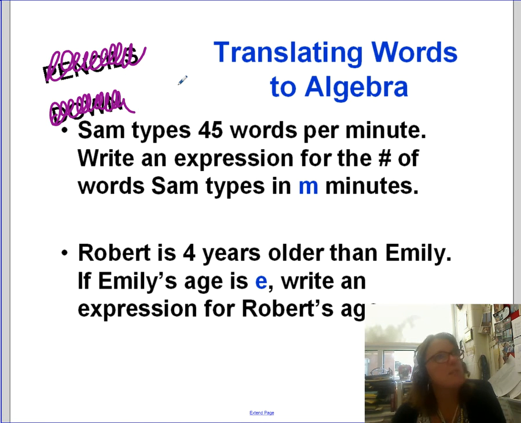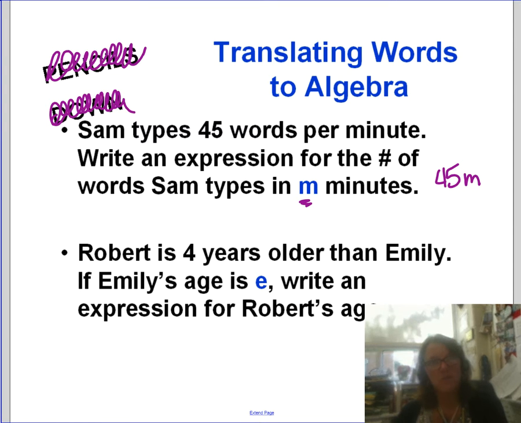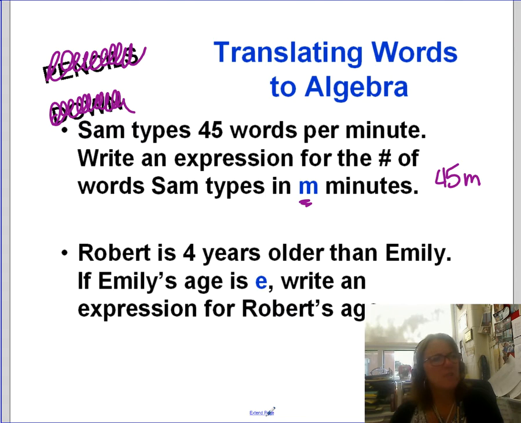The first one says, Sam types 45 words a minute. Write an expression for the number of words Sam types in M minutes. Okay, 45 words every minute, so 45 times M. And I'm just going to write it as 45M. 45 is the coefficient, M's a variable. Done. Sweet.